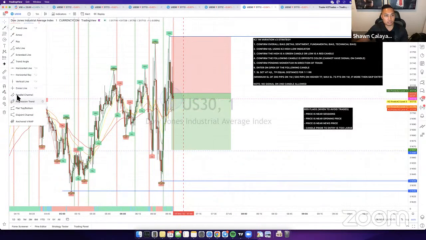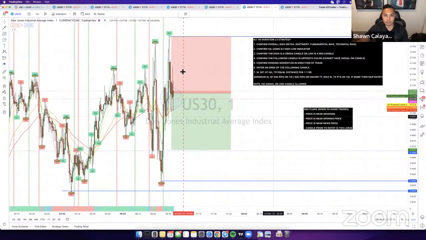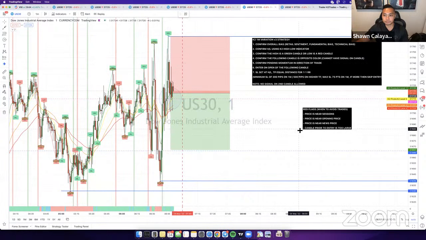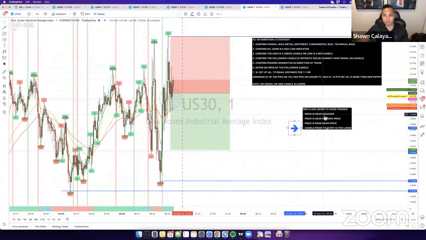Reasons why I wouldn't take this trade right here. I know it's in profit. I'm still not going to enter it because I still find it to be risky. The reason why it's risky is because this initial candle right here was too large, right? So there's one red flag. The second red flag is that we don't enter trades when price is near news price. This pink line right here is news price. This is the news that came out at 6:45. So right here, another reason why I'm not taking the trade.